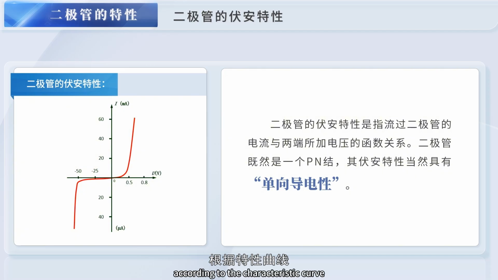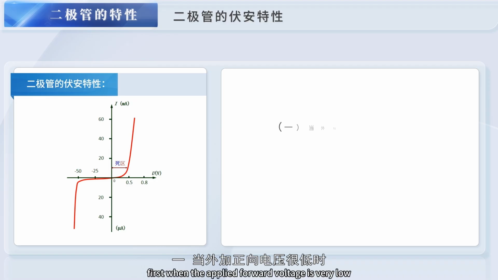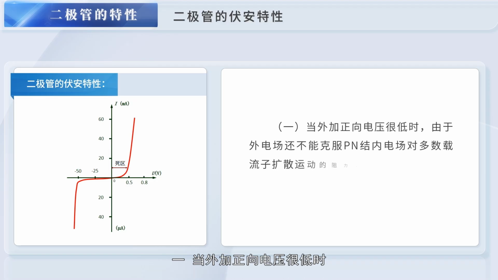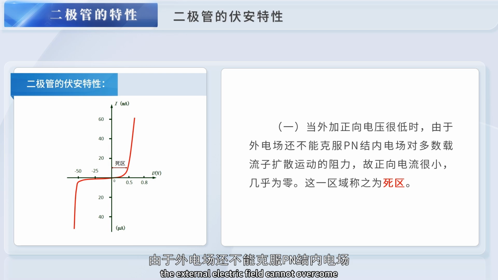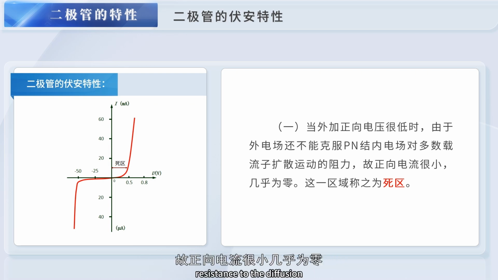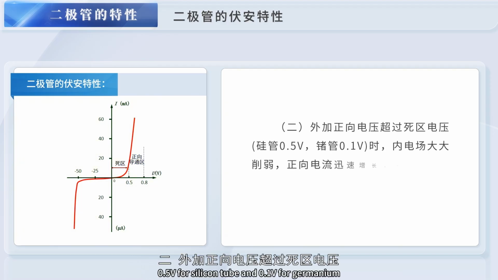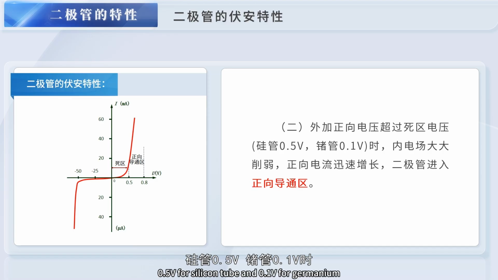According to the characteristic curve, we can divide the diode characteristics into four parts. First, when the applied forward voltage is very low, the external electric field cannot overcome the resistance of the electric field in the p-n junction to the majority carrier diffusion movement. So the forward current is very small, almost zero. This area is called the dead zone. Second, when the applied forward voltage exceeds the dead zone voltage, 0.5 volts for silicon tube and 0.1 volts for germanium, the internal electric field is greatly weakened. The forward current increases rapidly. The diode enters the forward conduction region.